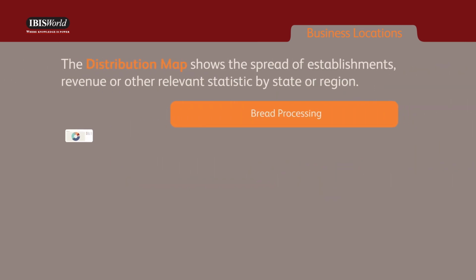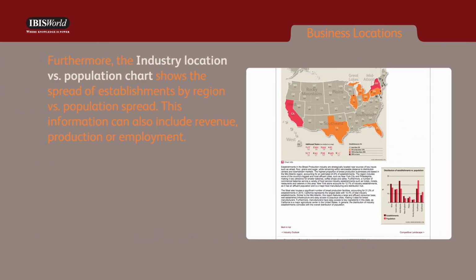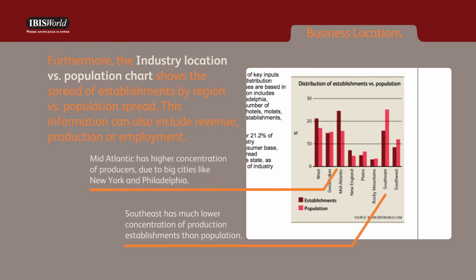The distribution map shows the spread of establishments, revenue, or other relevant statistics by state or region. Furthermore, the industry location versus population chart shows the spread of establishments by region versus population spread. This information can also include revenue, production, or employment.